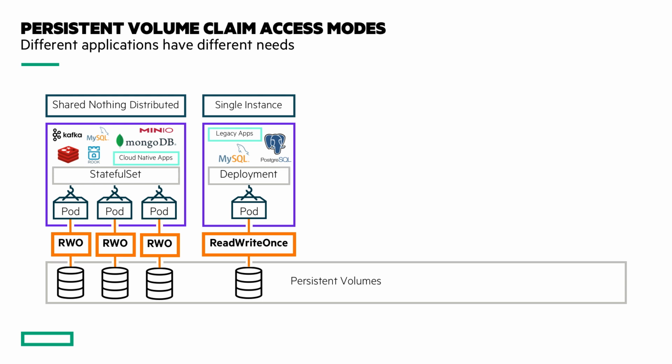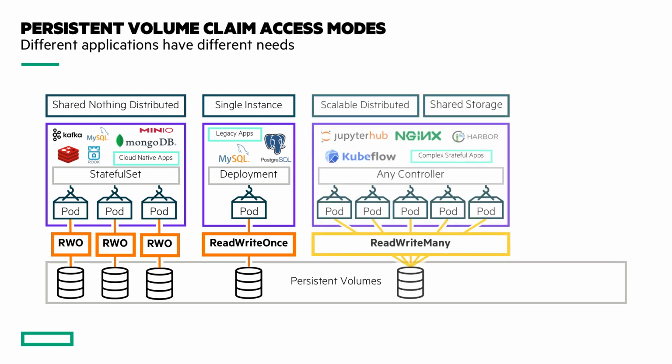What we're going to talk about today is what we would call scaled distributed applications, or applications that require shared storage and need to see the exact same representation of the storage at any given time. It could be something like JupyterHub, or a web server farm, or you're running Kubeflow that requires a data lake, where all the pods within a controller access the exact same data at any given time in a ReadWriteMany fashion.